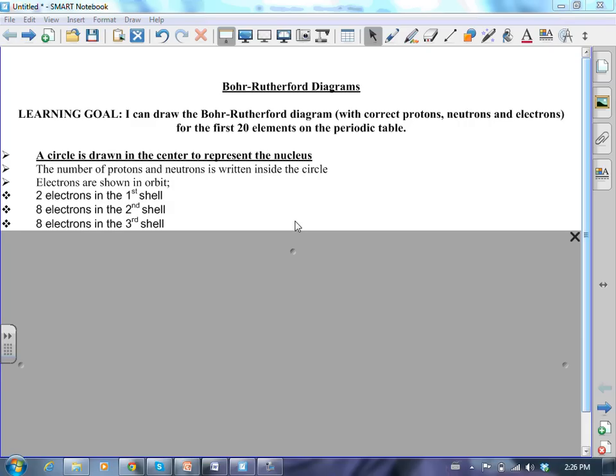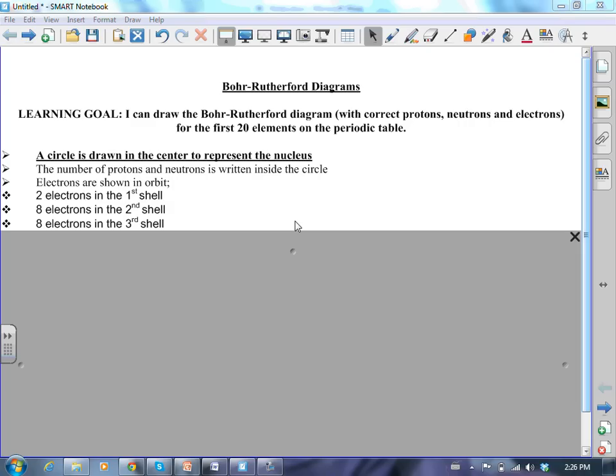So first rule, or the first step, a circle is drawn in the center, and that represents the nucleus. Then we write the number of protons and neutrons inside that circle, because we know that the protons and neutrons exist inside the nucleus, whereas the electrons are hovering outside and around the nucleus. So we draw a circle and we write the protons and neutrons in the circle.